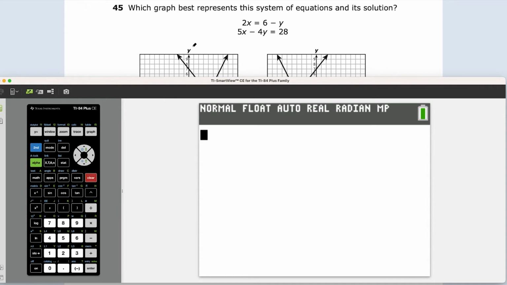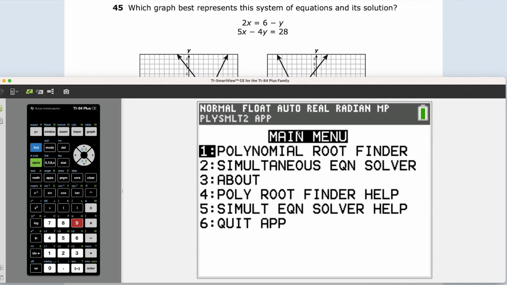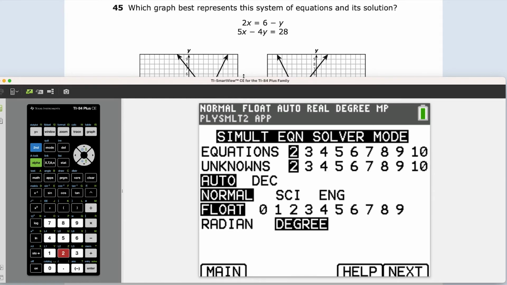Question 45, which graph best represents this system of equations and its solution? So this is kind of like an unfair trick, but why not? We could go ahead and use this. We could press apps, and we're going to go to number 9 here. That says polynomial simultaneous, I forget actually what it stands for, but that's what we need to go to. And we're going to look for the simultaneous equation solver, number 2. We have a 2x2 type of system because we have 2 variables and 2 unknowns. So it's set in the correct setting here.